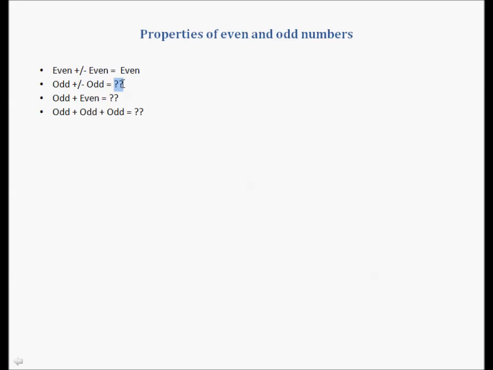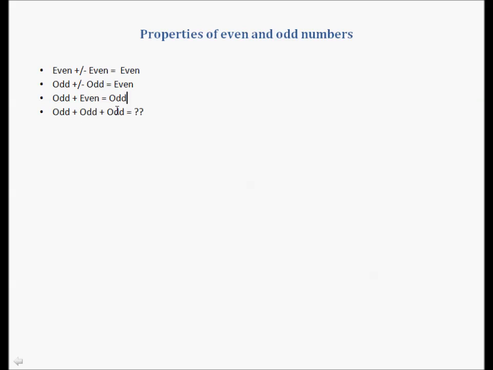Now, odd plus odd is what? Let's say 7 plus 3 is 10, right? So odd plus odd is again even, right? Odd minus odd would again be even. Odd plus even, let's see, 3 plus an even number, 4, is 7. So odd plus even is odd.